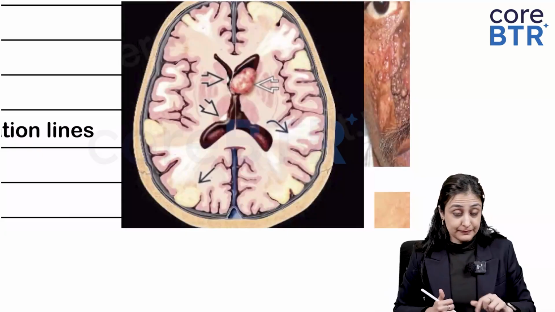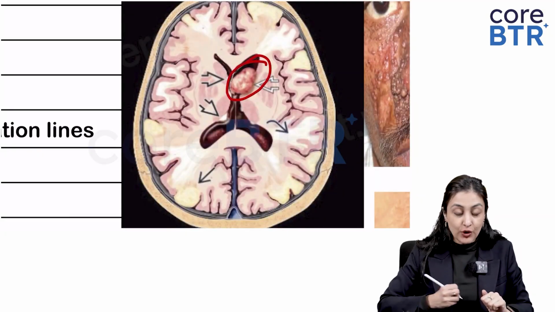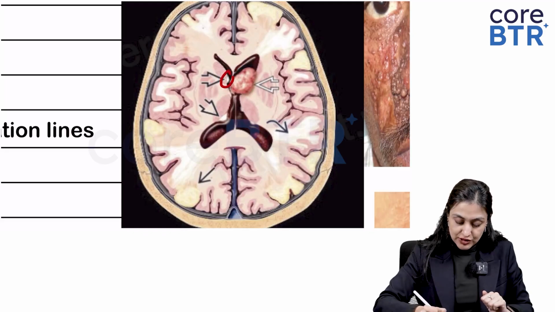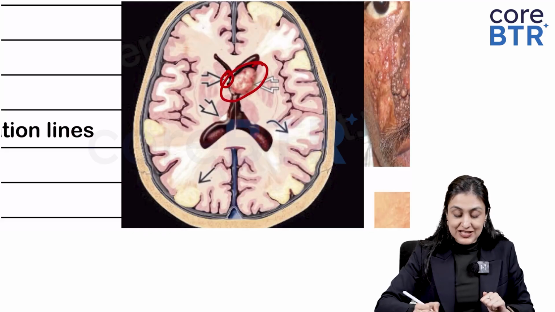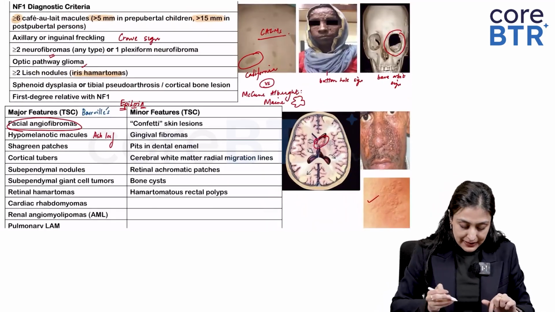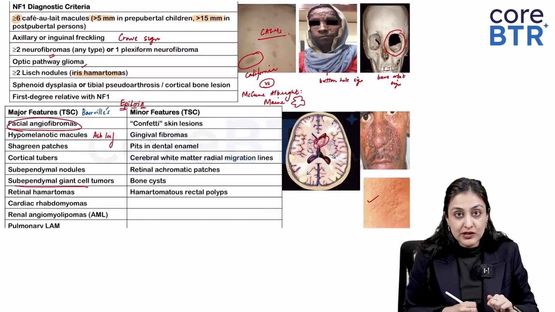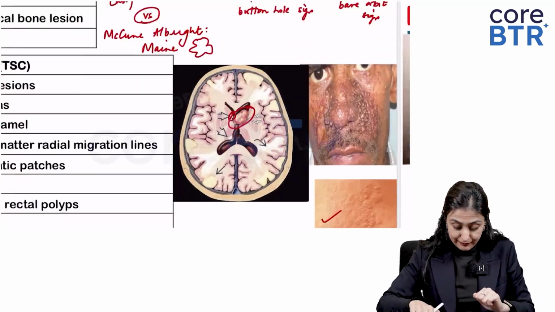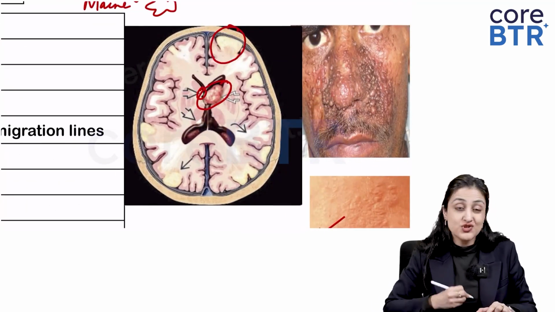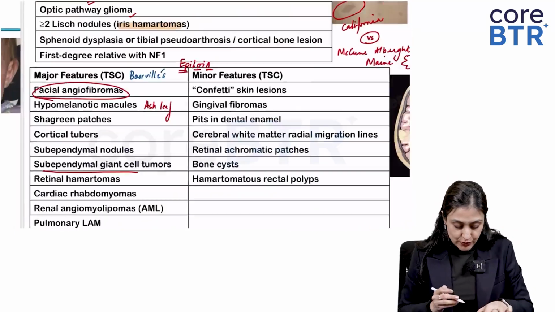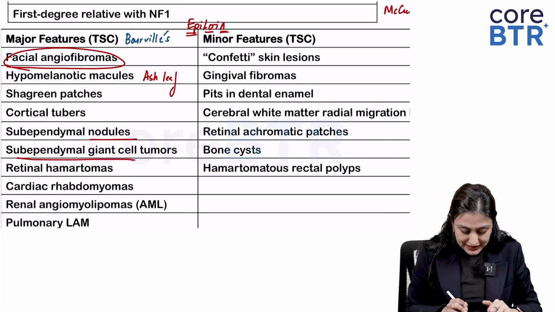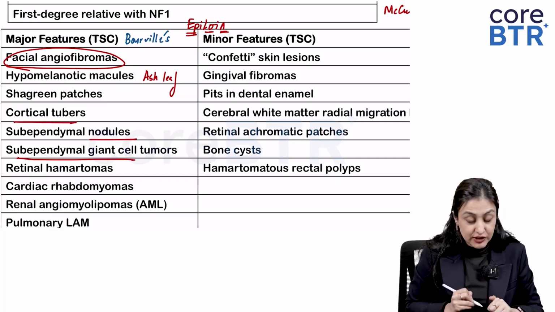Three things in the brain: subependymal nodules. So you can see these small nodules. A big mass is what is SEGA. SEGA is subependymal giant cell tumor that's frequently at the foramen of Monro. And you may have these tubers, cortical tubers. So you can have nodules, you can have SEGAs, and you have cortical tubers.